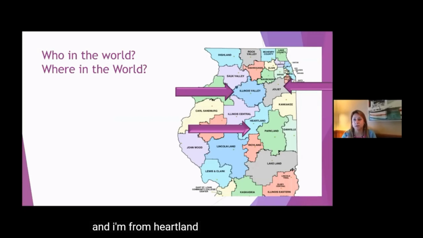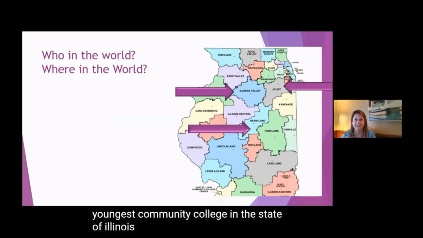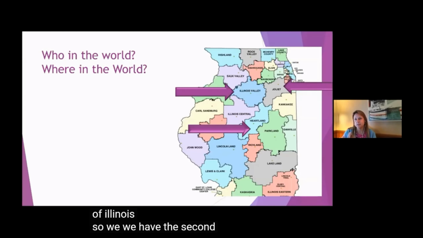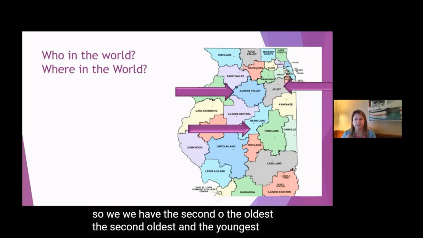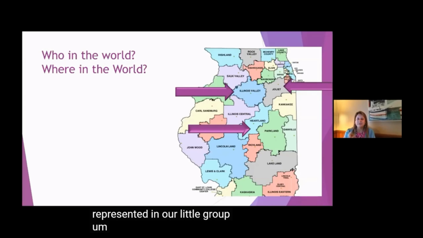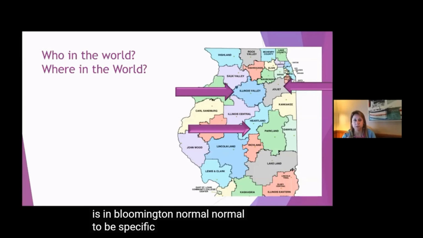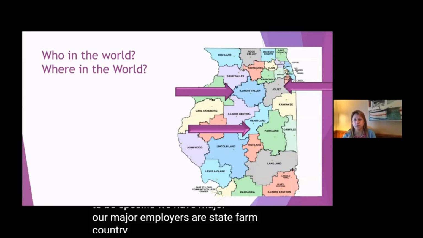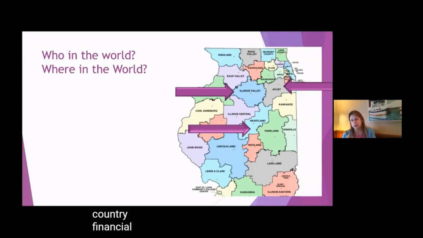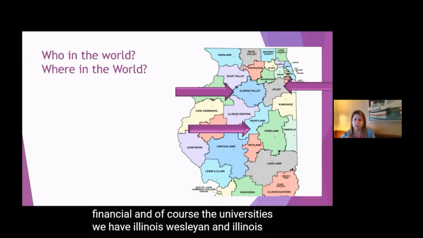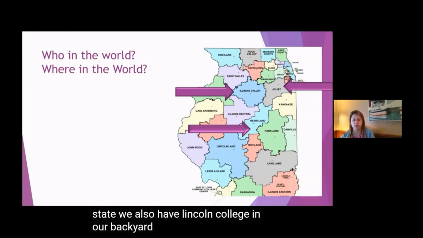And I'm from Heartland, and Heartland is the youngest community college in the state of Illinois. So we have the second oldest, and the youngest here represented in our little group. But we are just approaching 30 years in existence. And Heartland is in Bloomington-Normal, to be specific. Our major employers are State Farm and Country Financial. And of course, the universities, we have Illinois Wesleyan and Illinois State. We also have Lincoln College in our backyard as well.